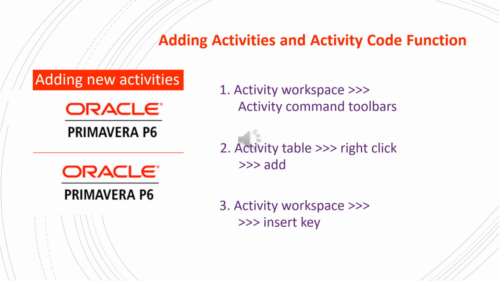Adding activities and activity code function. Activity workspace. Activity command toolbars. Activity table. Right-click, Add. Activity workspace. Insert key.